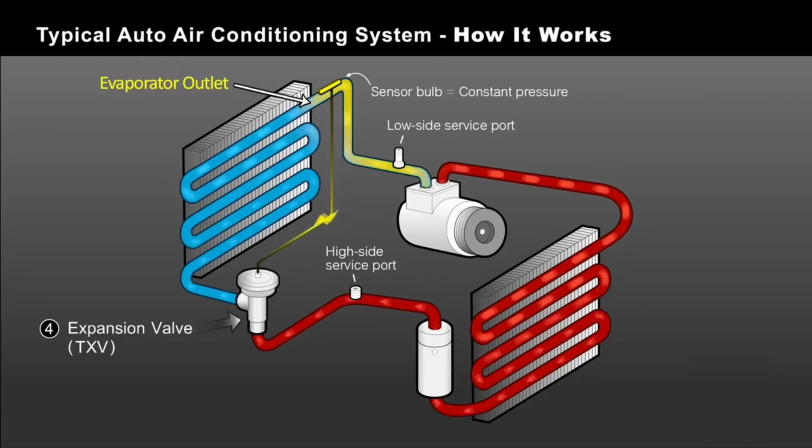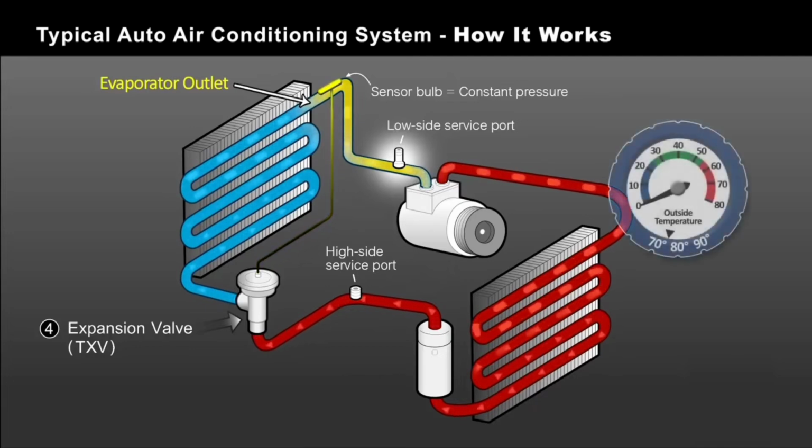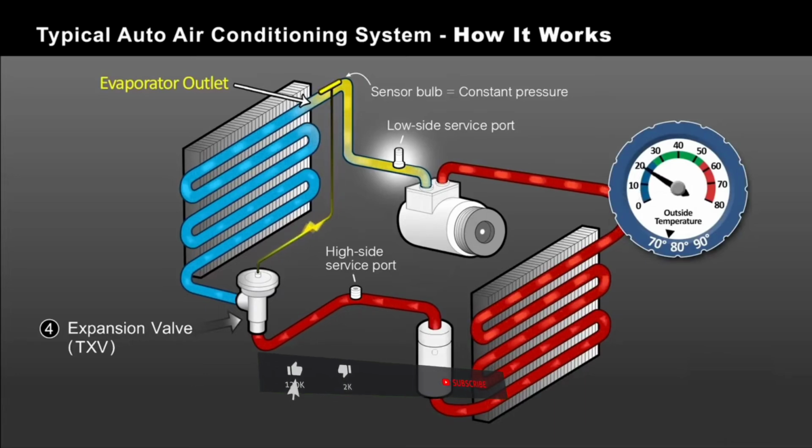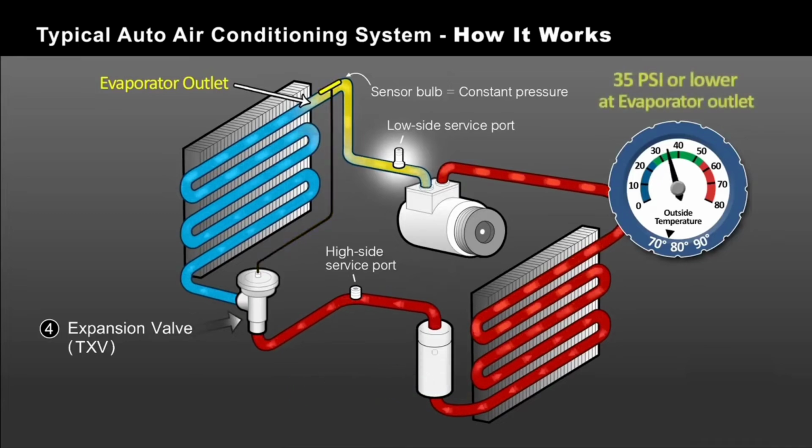the evaporator outlet. It then flows through the low side service port, where in many cases it is being measured by a low side gauge only to charge the system. As refrigerant is added, the pressure on the low side rises until it reaches its maximum operating pressure, which is typically 35 psi or lower.